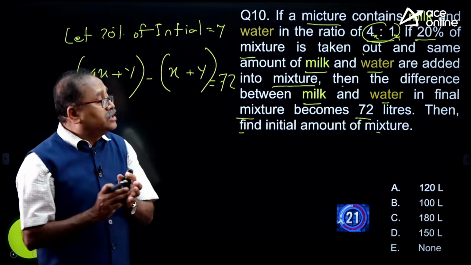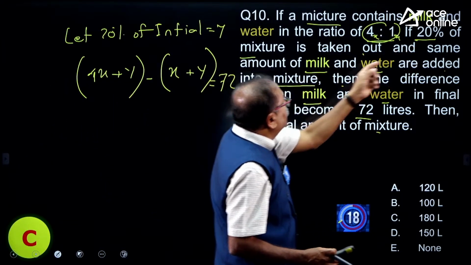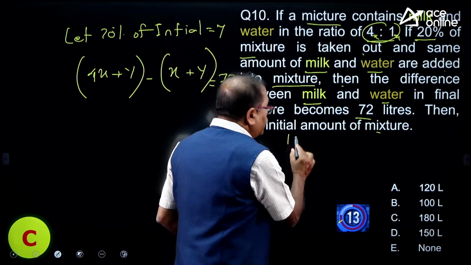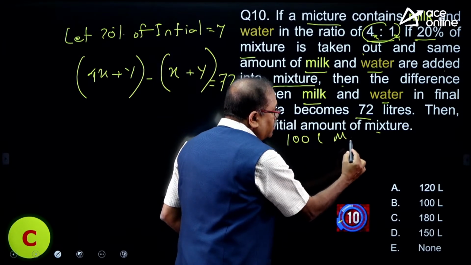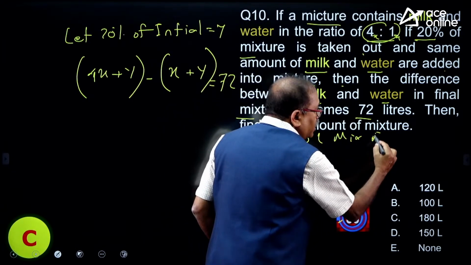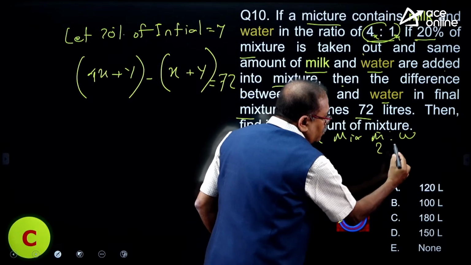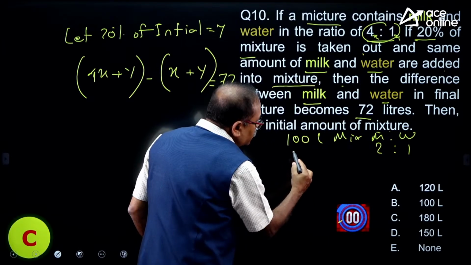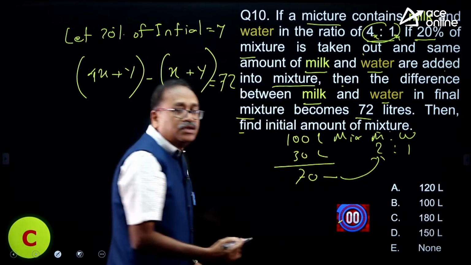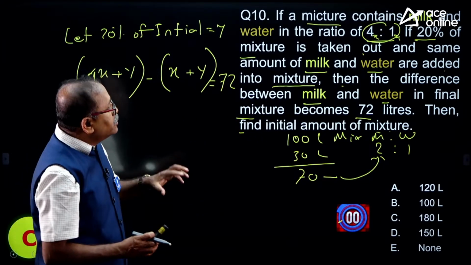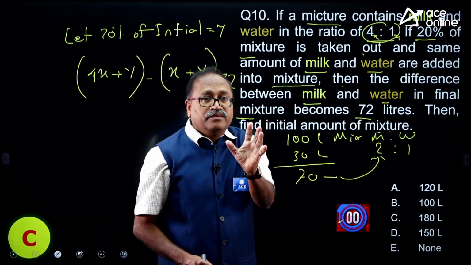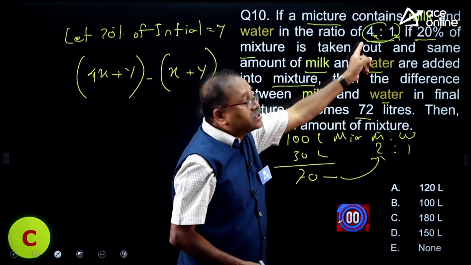I have taken that 20% because the same 20% which is taken out is added to the milk and to the water. So suppose 100 liters of mixture is there, and the milk and water are in the ratio of 2:1. If I take out 30 liters from here, then whatever 70 liters is left will also be in the ratio of 2:1. So whatever is left is in the ratio of 2:1. That is only 80%, because 20% is taken out.